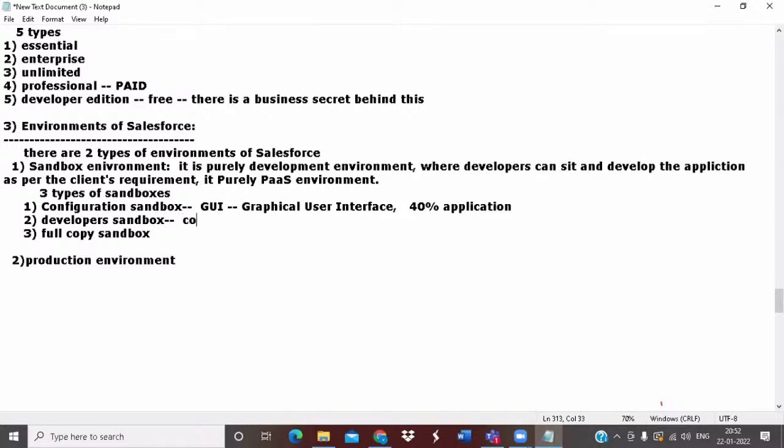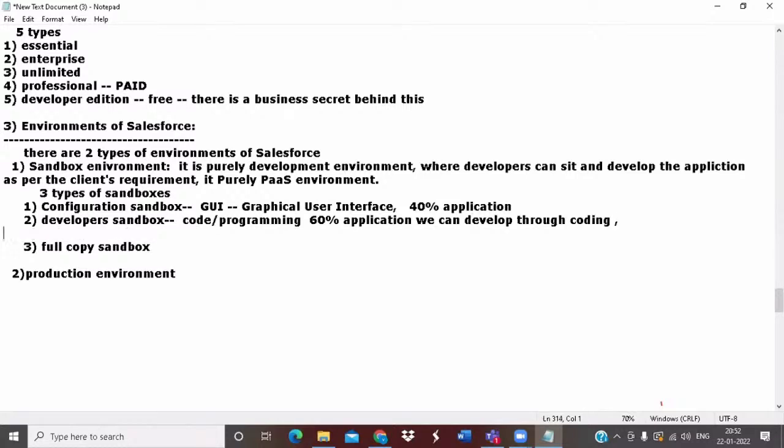Here the developer needs to write what? Code, or programming. 60% of application we can develop through coding. For coding, we need to use another programming language given by Salesforce called Apex. Apex is the programming language. I can say it's a proprietary language of Salesforce company. We are using Apex language for developing the application. 60% of application we can develop through coding, 40% through GUI.